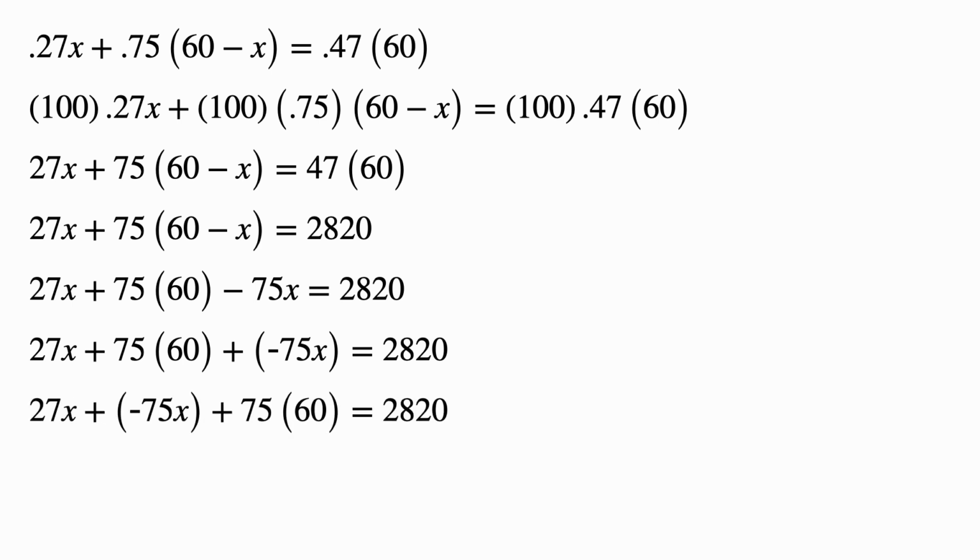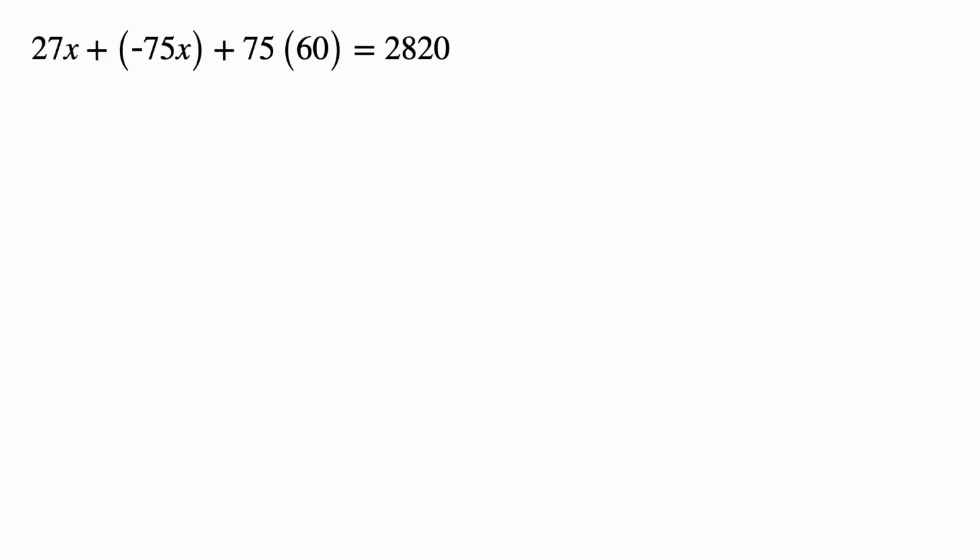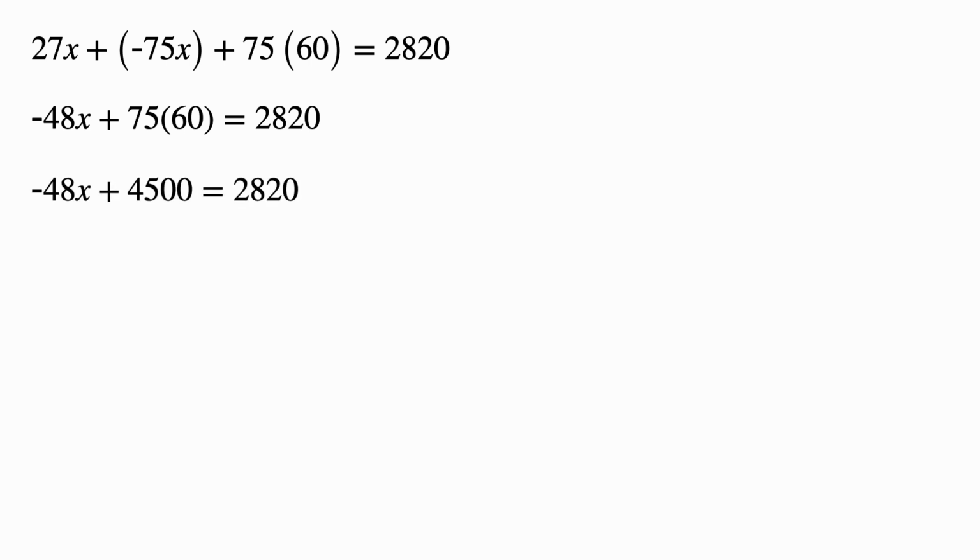Then we can place the 27x and negative 75 in parentheses times x next to each other using the commutative property of addition. We can see that the equation is set up to solve after we remove the decimals. We have 27x plus negative 75x in parentheses, or 27x minus 75x, which equals negative 48x. Next, we will multiply 75 times 60, and that will be equal to 4,500.